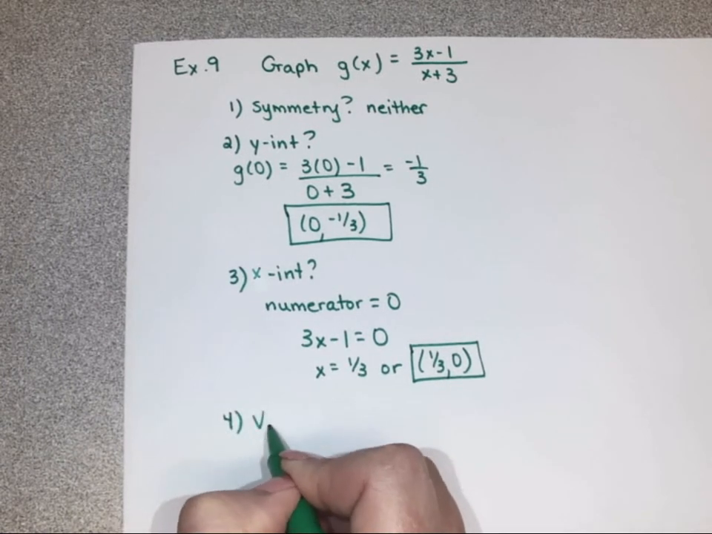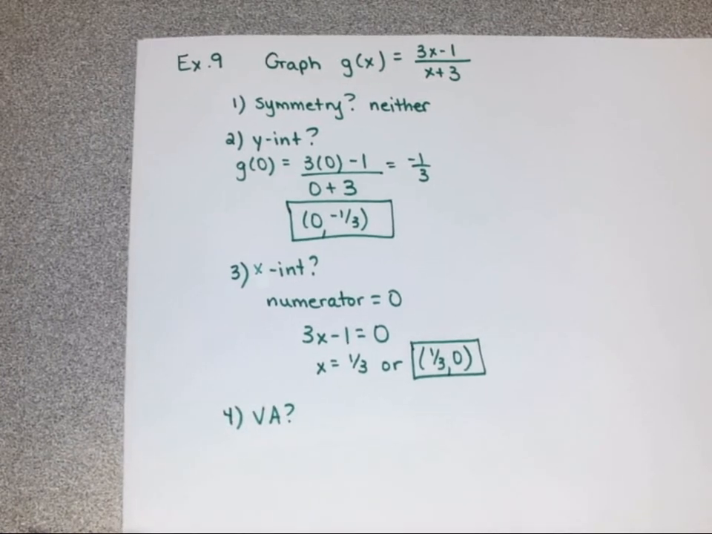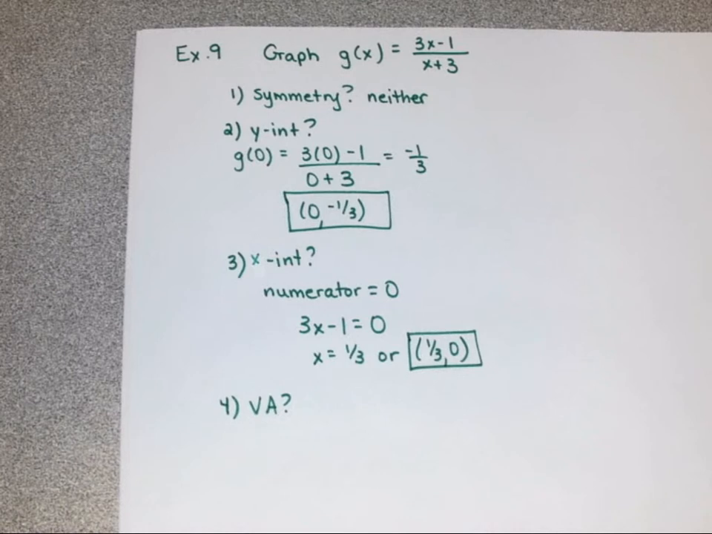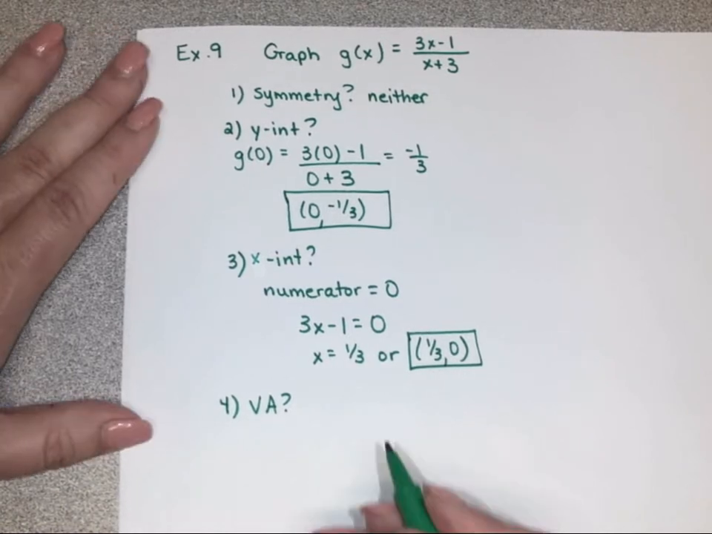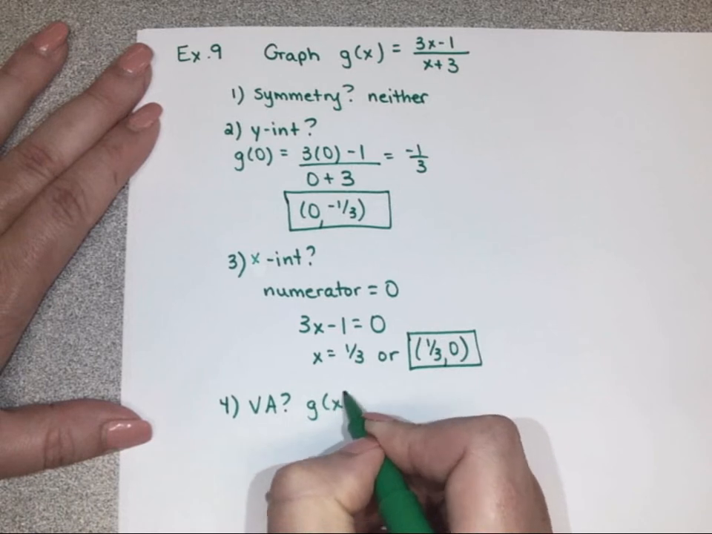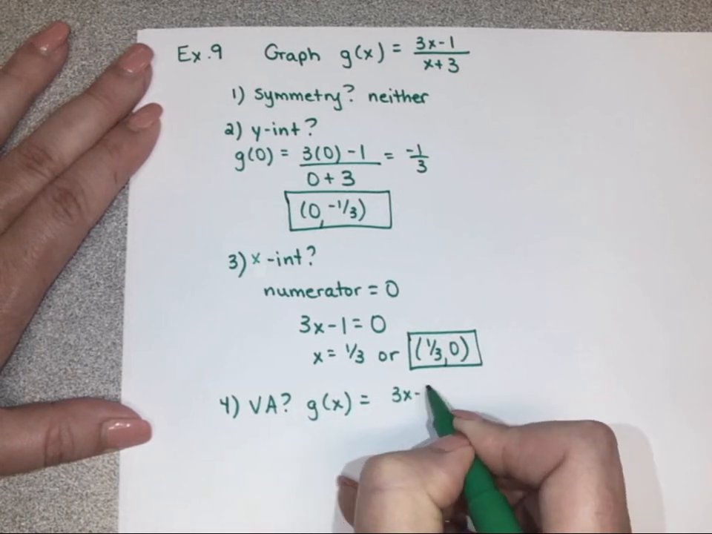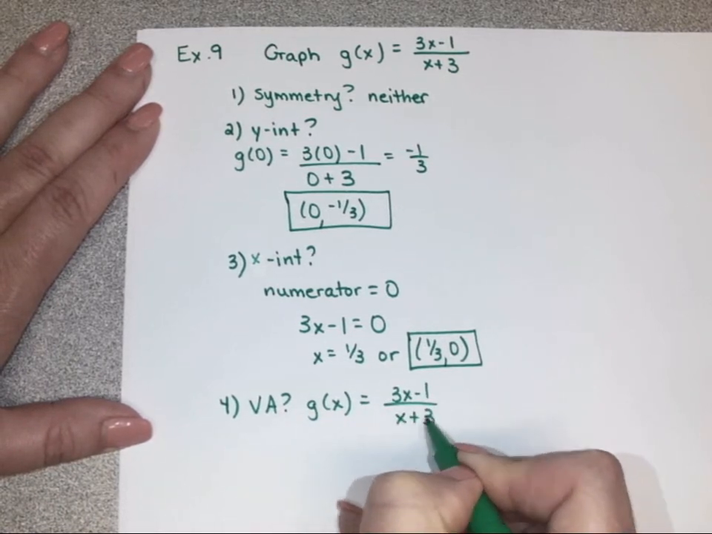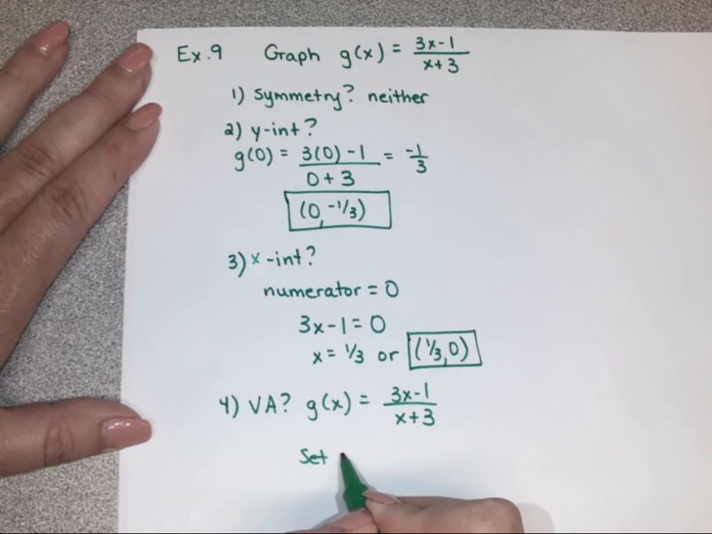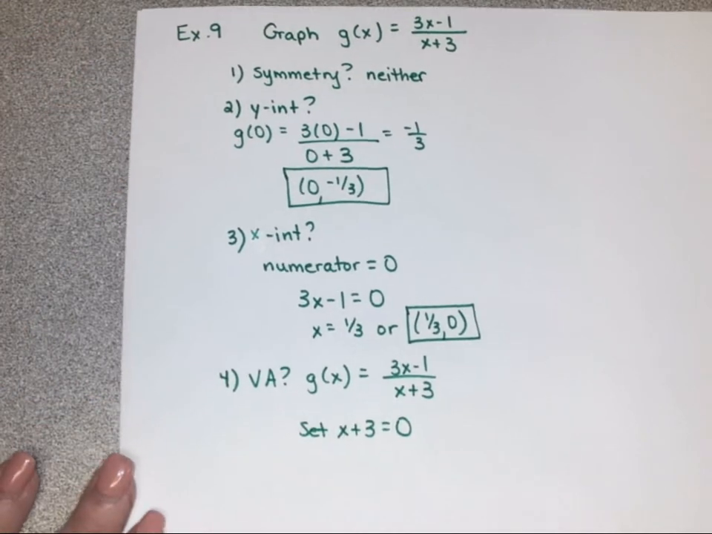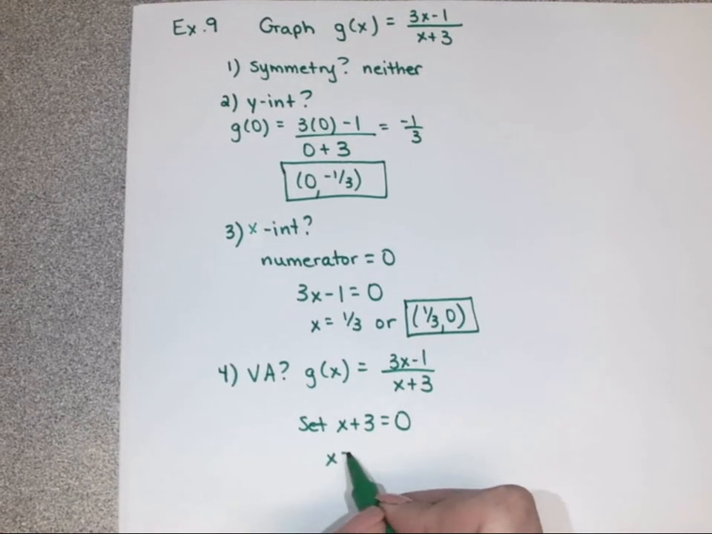Step 4 is to find the vertical asymptote, if any. Okay, so what do you notice about the function? It's already simplified, right? So (3x minus 1) over (x plus 3) can't be simplified, so I just need to set what? The denominator to 0, and I get x equals negative 3.